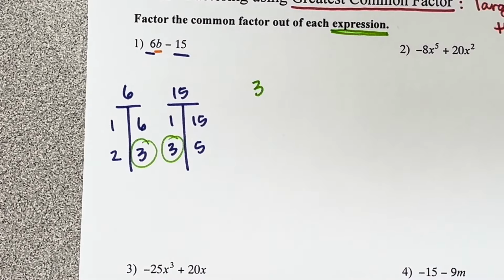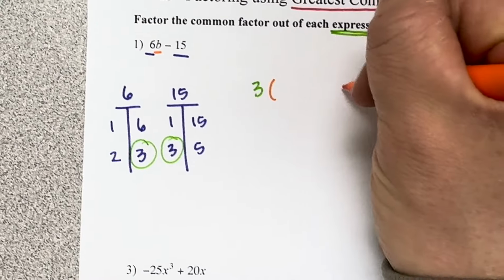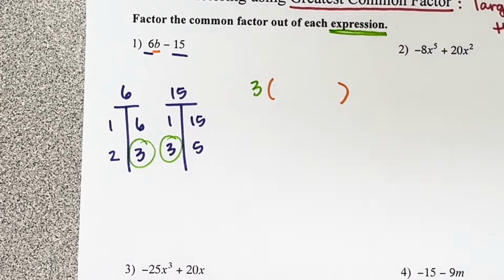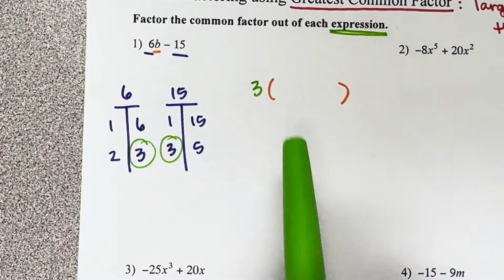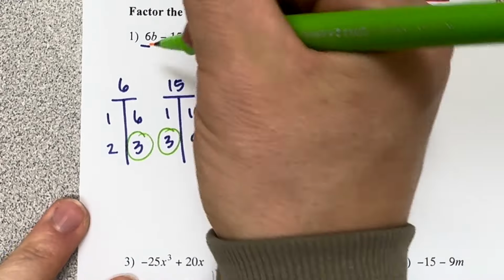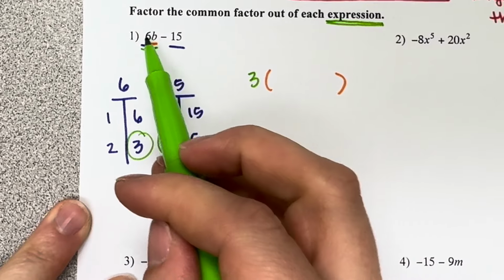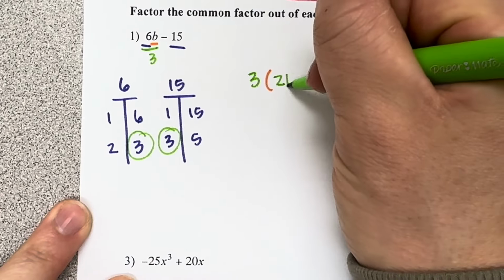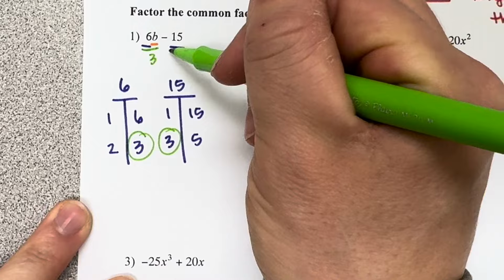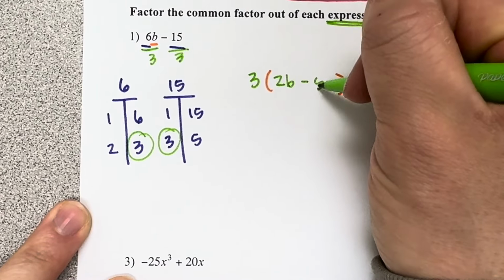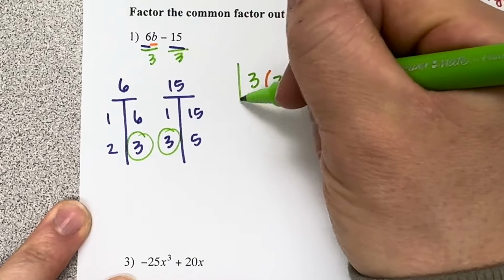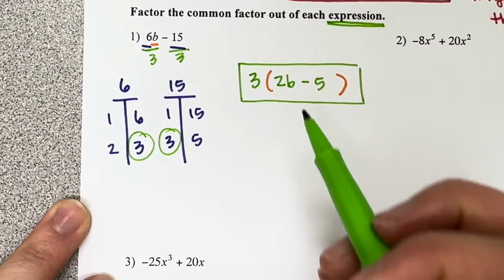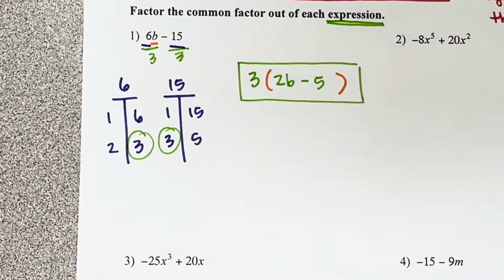So here's what we have to do now. You said outside of what? Well, inside our parentheses is everything that's left inside. The only thing that we could take from both of these terms is that positive 3. Now to figure out what's left inside, we're going to divide. That's what factoring is, division. So I'm going to take 6 divided by 3, which gives me 2 with my b attached. Then negative 15 divided by 3 gives me negative 5. And there is my final factored expression, where I was able to take the GCF out, and inside my parentheses is what was left over when I divided by that GCF.